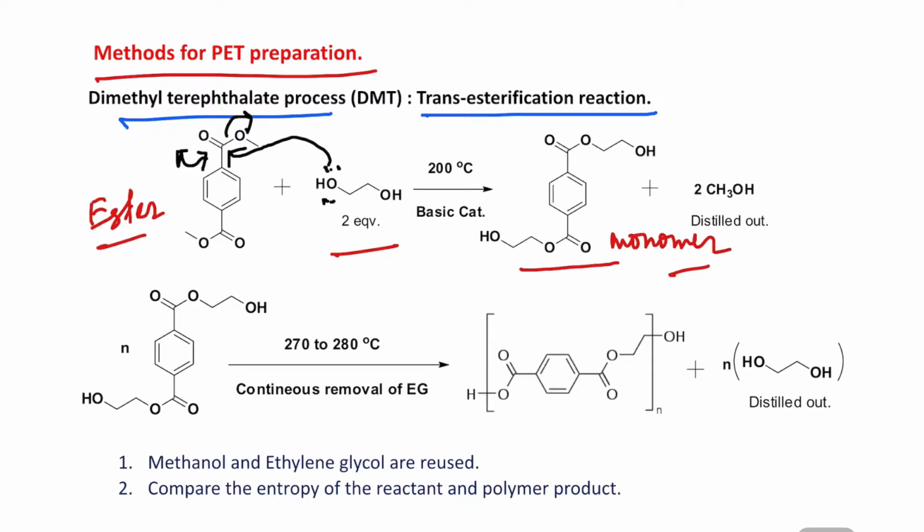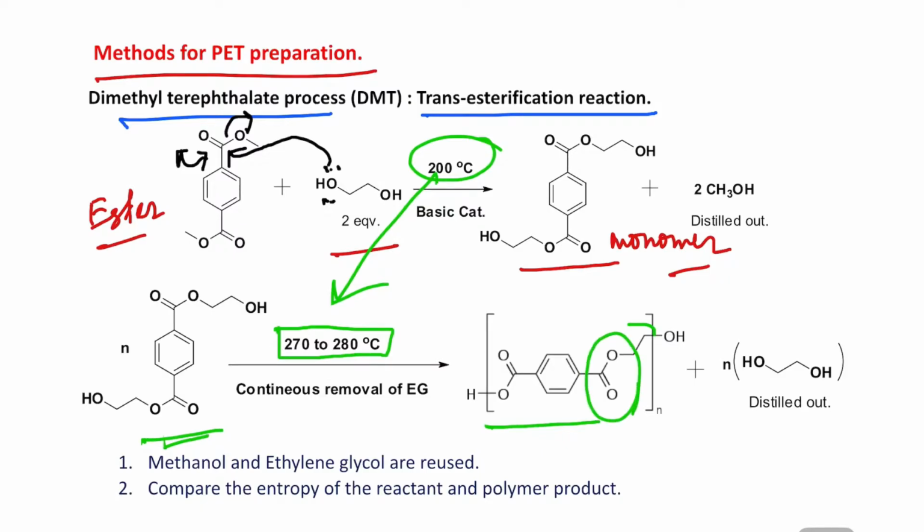Now in the next stage, what happens? At 270 to 280 degrees, see, the temperature is higher. This ethylene glycol ester reacts and produces this polymer with the ester linkage, with continuous removal of ethylene glycol. First of all, how is this ethylene glycol removed? It is distilled out. How? See, the boiling point of ethylene glycol is near about 200 degrees. I have already made a dedicated video on ethylene glycol, you can see it.